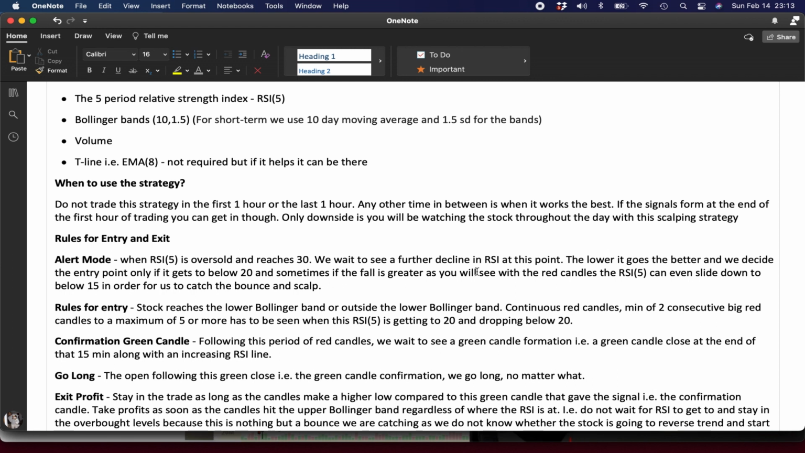And sometimes, if the stock's fall is greater, if you see the red candles in the price action, it can go even below 15 in order for us to catch the bounce and scalp.